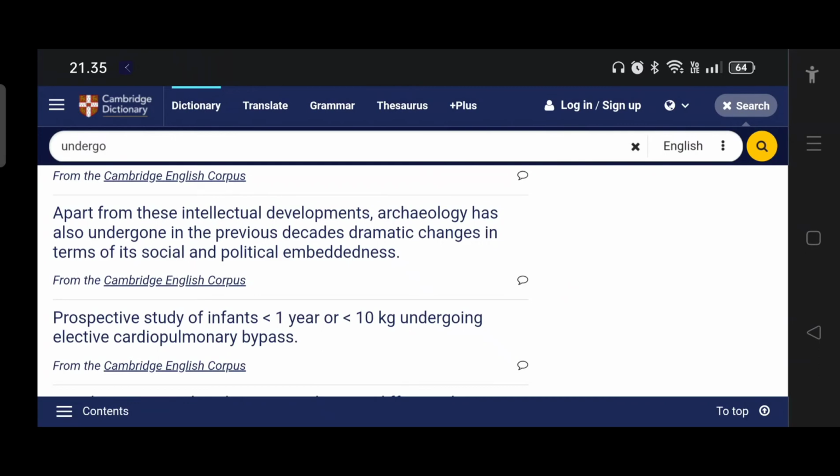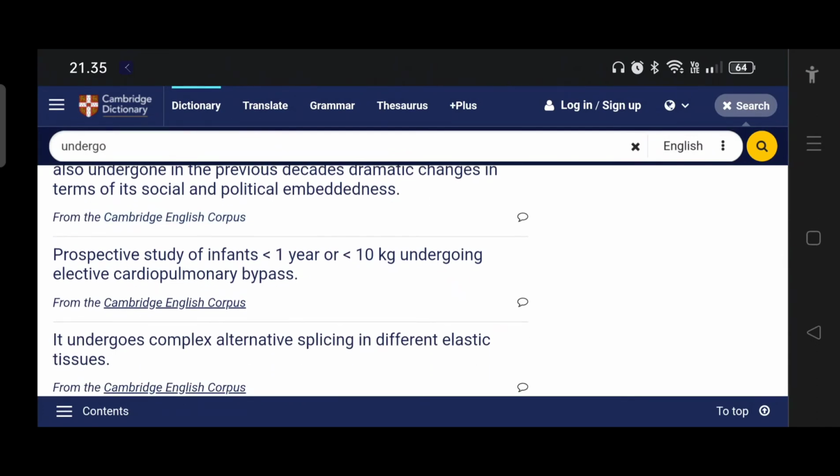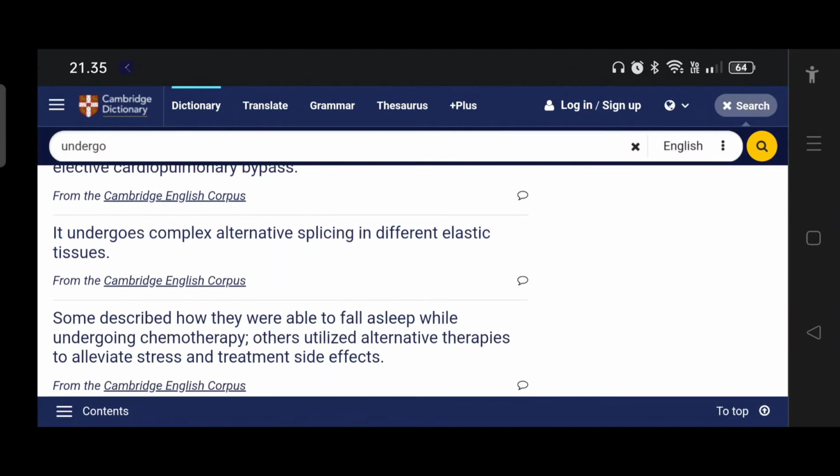Prospective study of infants less than 1 year or less than 10 kilograms undergoing elective cardiopulmonary bypass. It undergoes complex alternative splicing in different elastic tissues. Some describe how they were able to fall asleep while undergoing chemotherapy. Others utilize alternative therapies to alleviate stress and treatment side effects. I'm going to search how to pronounce it later.